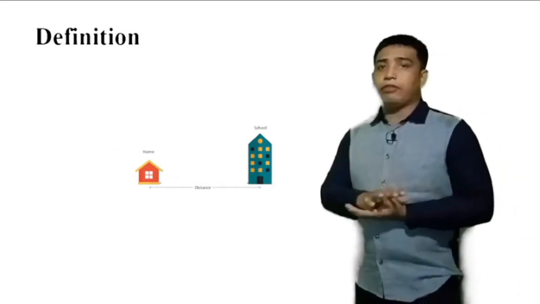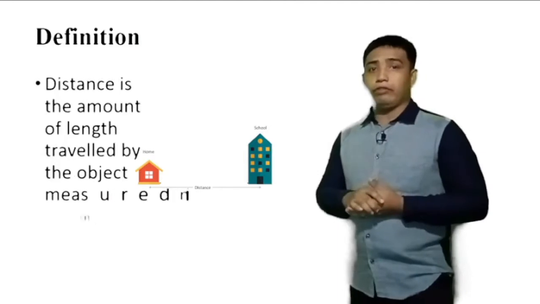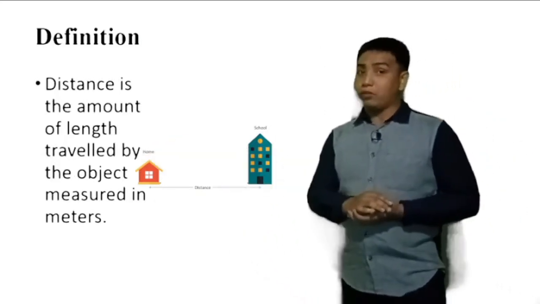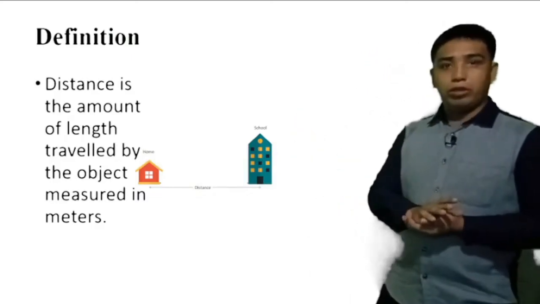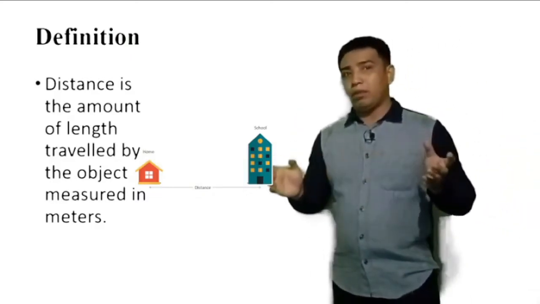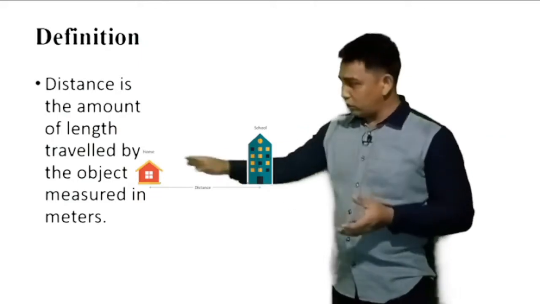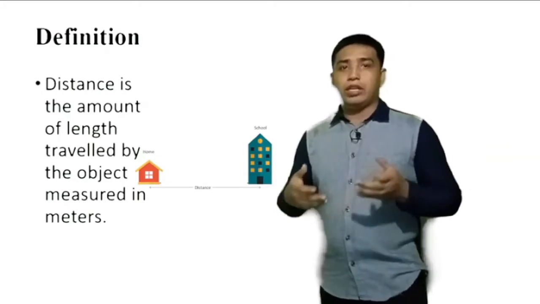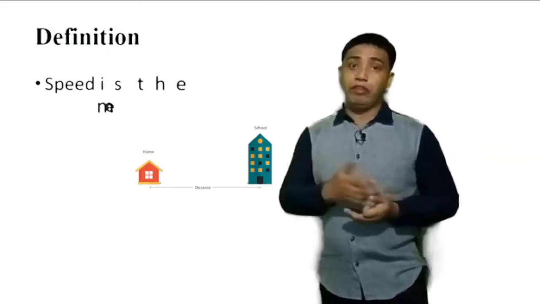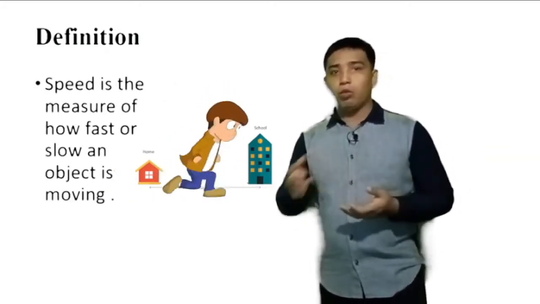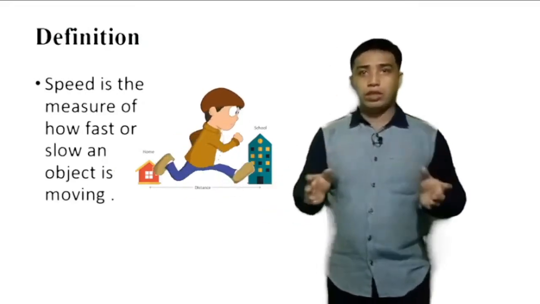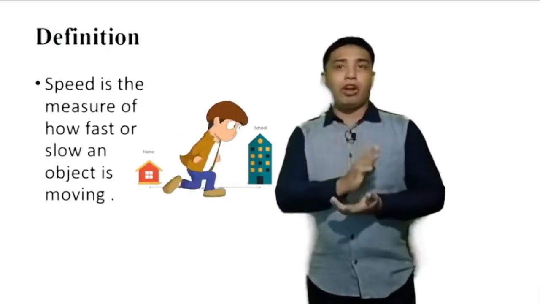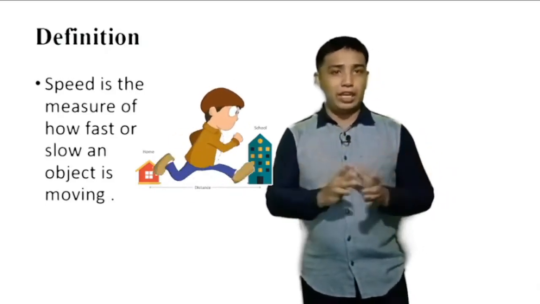Now, distance is defined as the amount of length that you have traveled. Let's say you traveled from your home, which is your reference frame, to your school. Now, you're going to get a meter stick or a tape measure or a surveyor to measure the distance, and you are going to measure it in meters. Now, let's say how fast or how slow you have traveled. Are you running? Are you walking? Are you jogging? So this rate is defined as your speed. It is the measure of how fast or slow an object is moving.